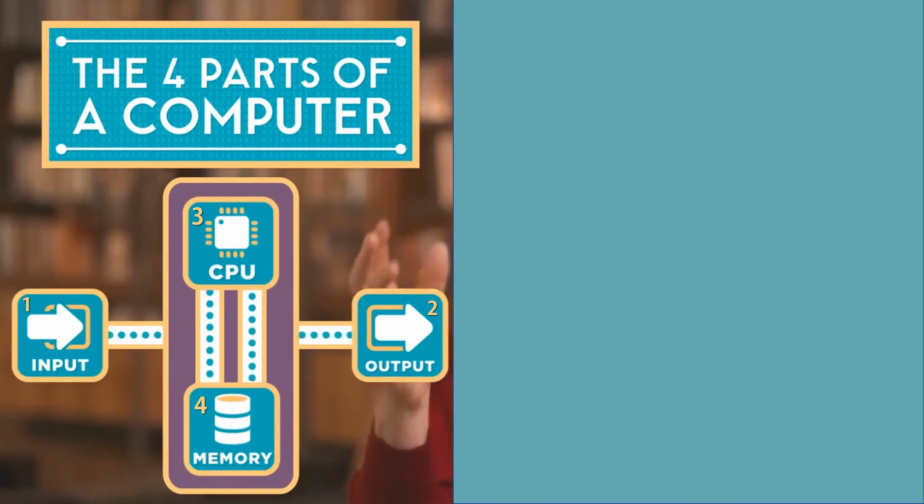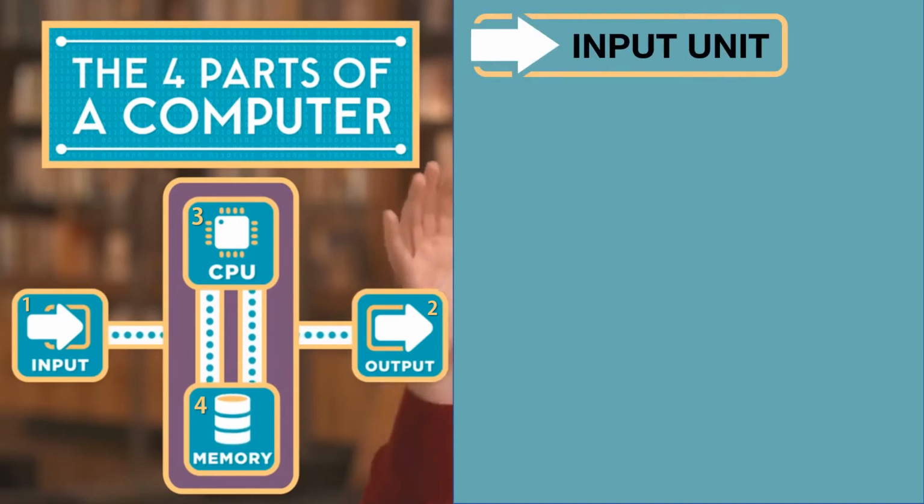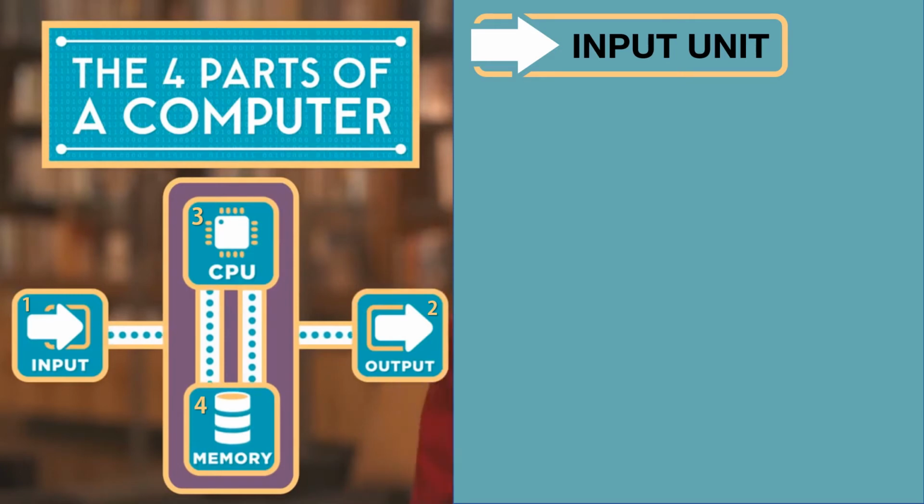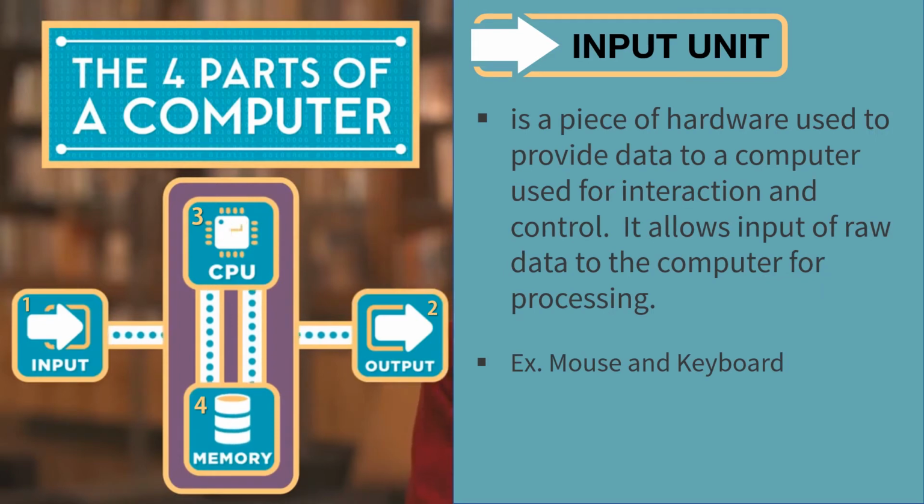Now we go to number one, the input unit. What is an input unit? An input unit is a piece of hardware used to provide data to a computer, used for interaction and control. It allows input of raw data to the computer for processing. Basic examples of input devices are the mouse and the keyboard.